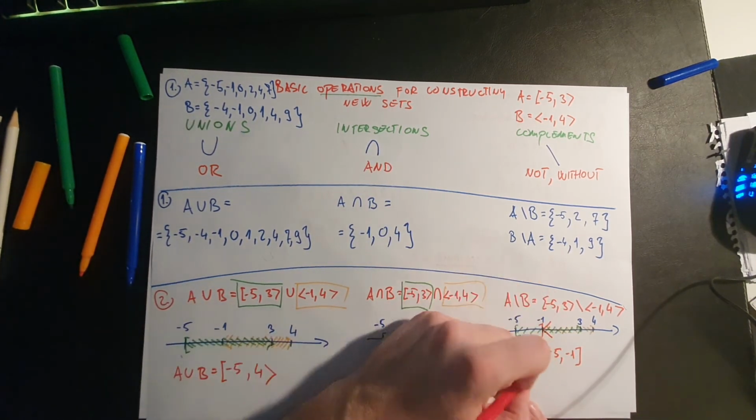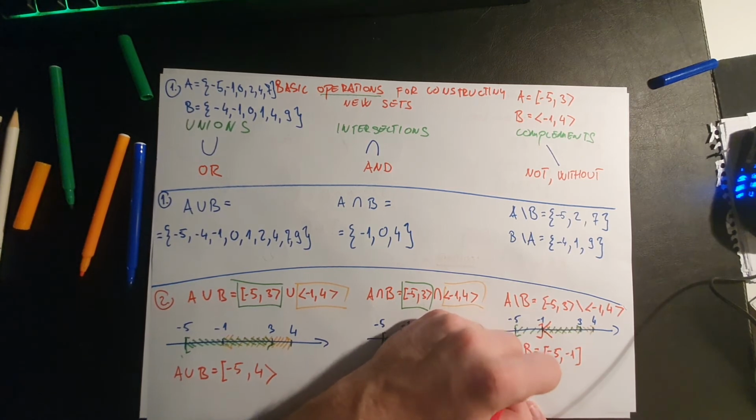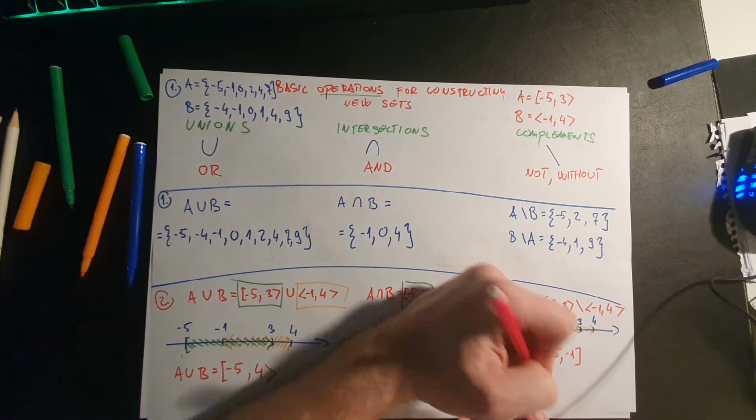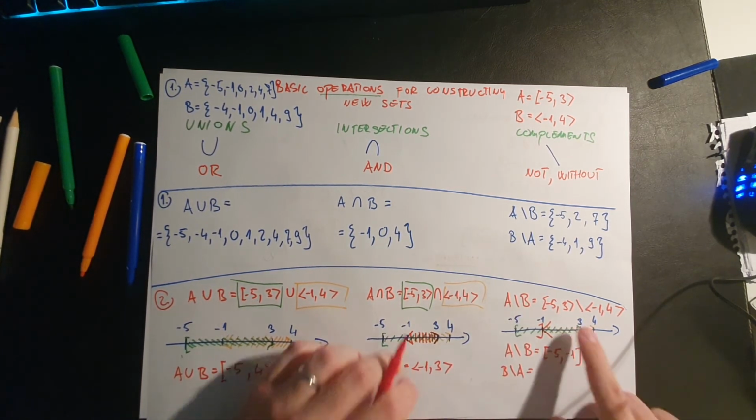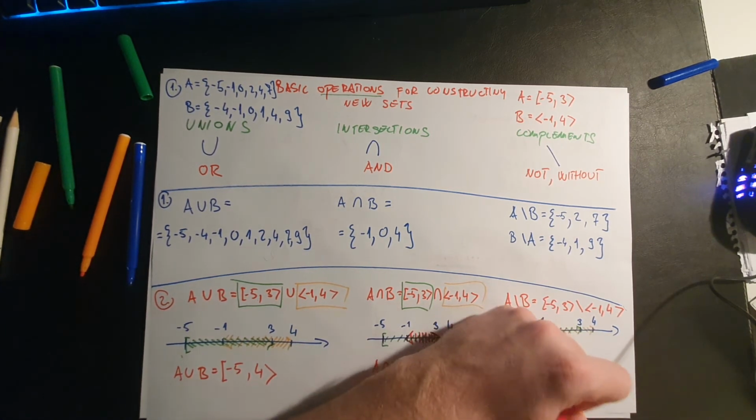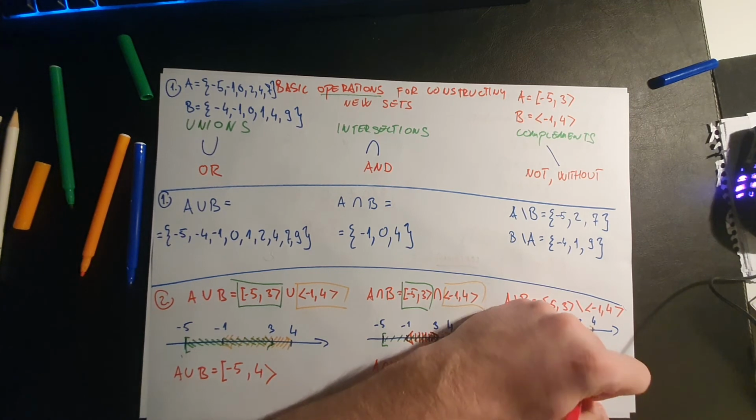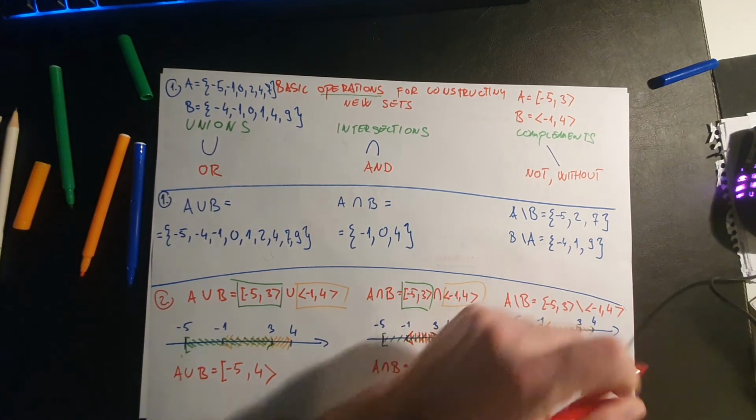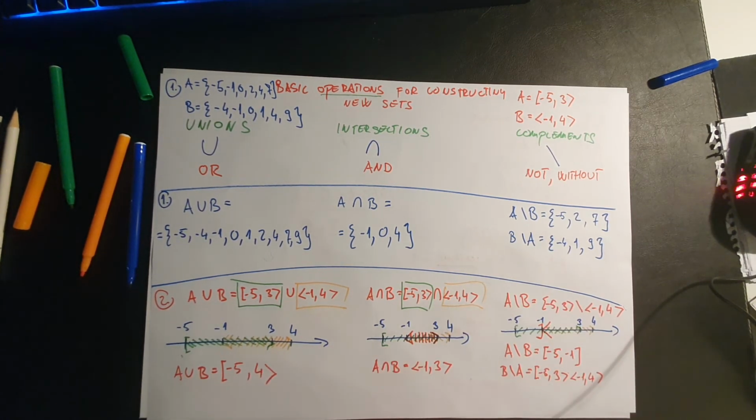Let's change things up a bit. So let's look at B without A. And in this case, we have a new situation. Okay, I can write this down. So -5 to 3 and -1 to 4. Now I'm going to use the same sketch, the same picture, in this situation. Basically, what this means is I'm looking at all the yellow numbers that are not green.